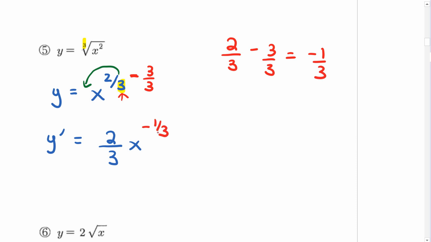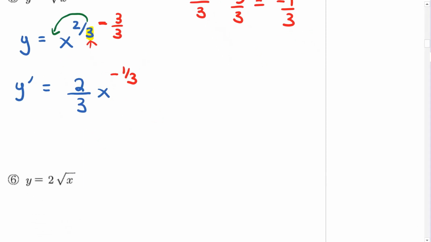Now, although this is a correct answer here, you can definitely simplify this a little bit further. You can write this as 2 over 3, and then this part right here, that's just the cube root of x on the denominator, right? So there's your final answer for that question.